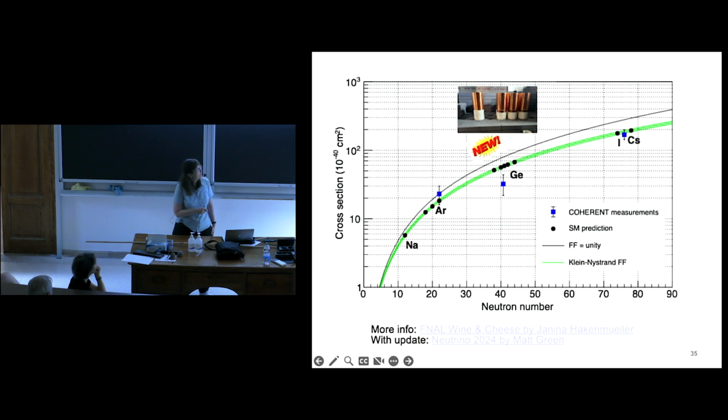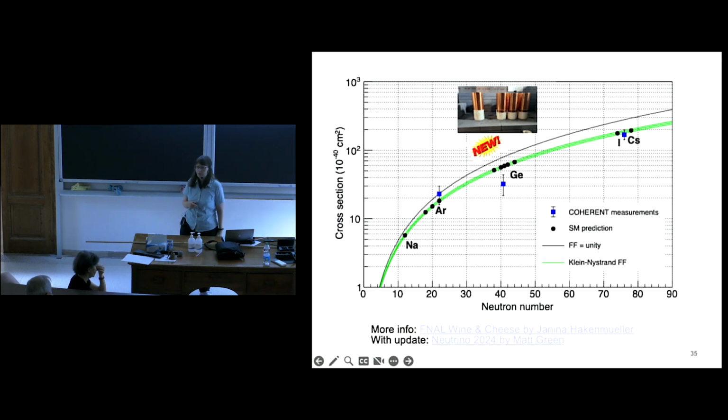That was in 2020, and that's that measurement here in a 22.5 kilogram single phase liquid argon detector. And you can see it's also consistent with the standard model within 1 sigma, a tiny bit high. We now have a new measurement.